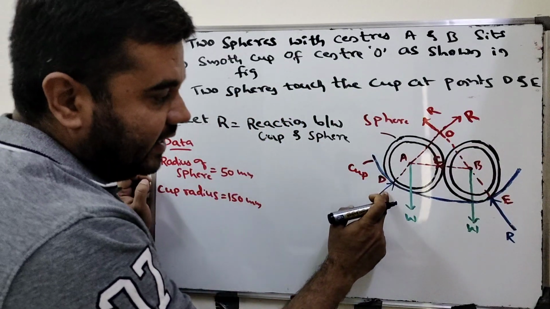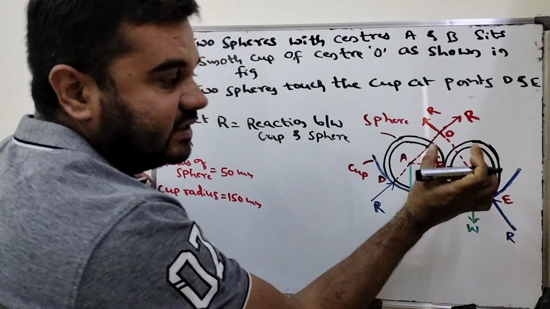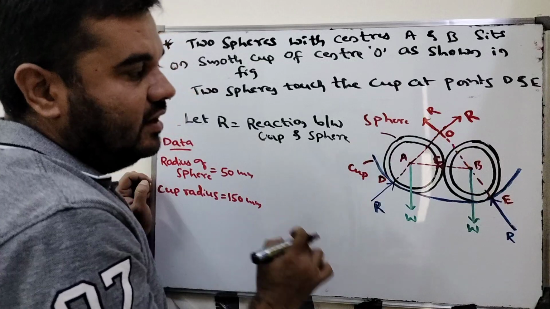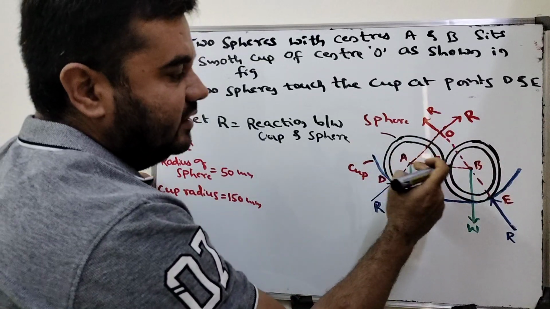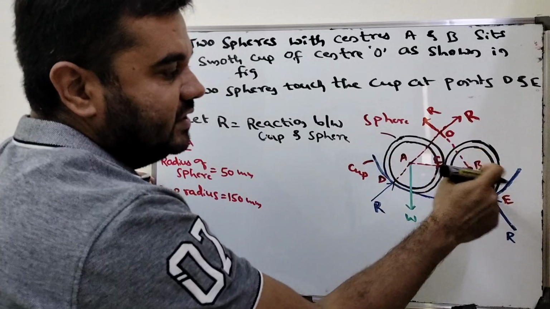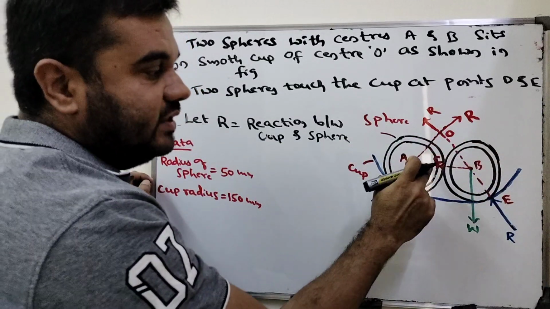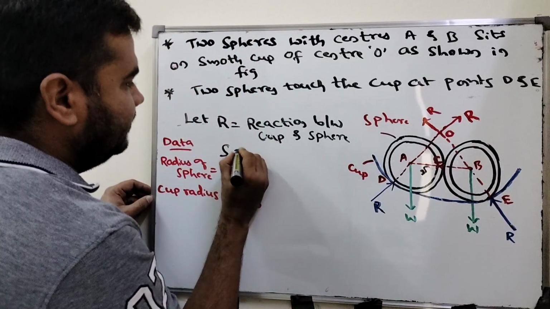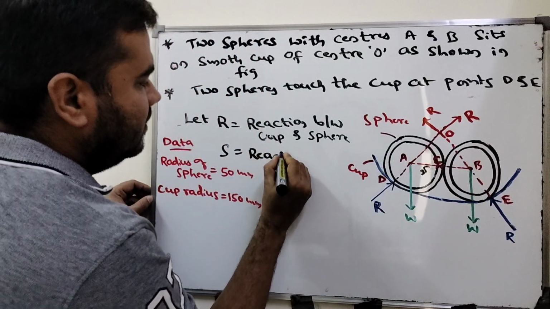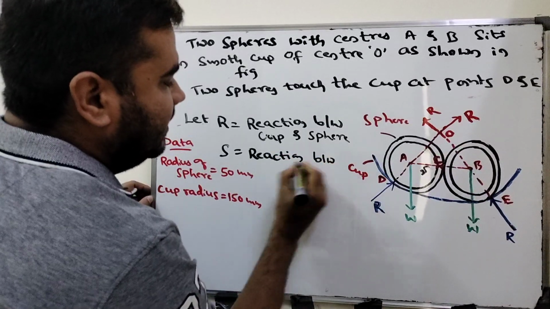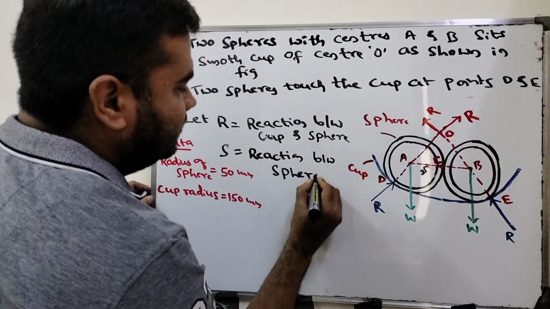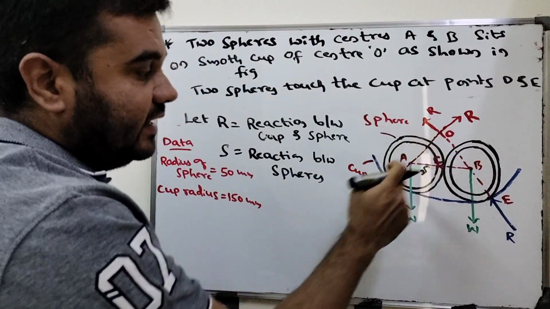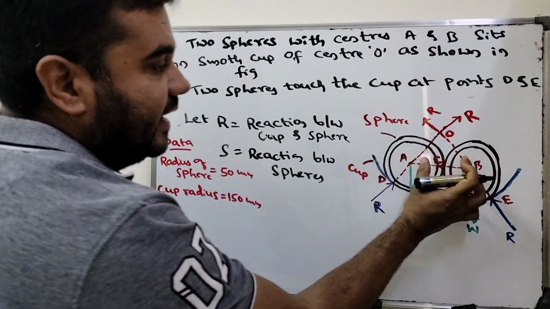So here one reaction, and here these spheres touch each other at point C, as you can see in the figure, and because of this there is a reaction. For this sphere there is the opposite reaction. So this reaction we can take as S. Let S equal to the reaction between spheres. Be careful here. R is the reaction between the sphere and the cup. S is the reaction between the two spheres.